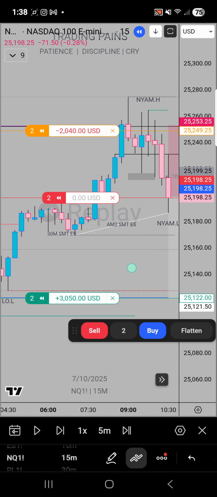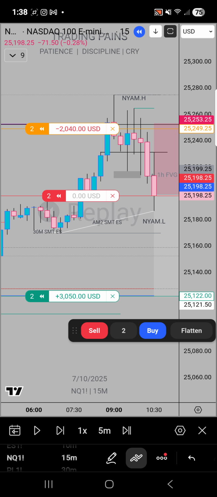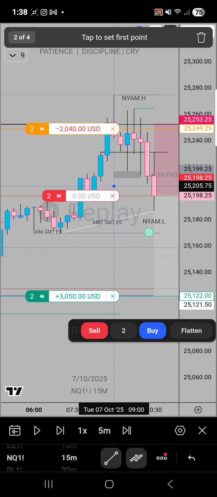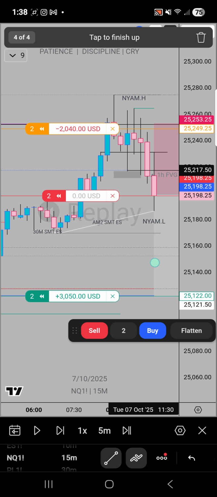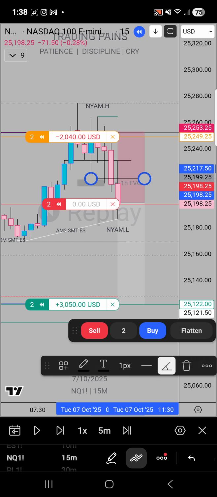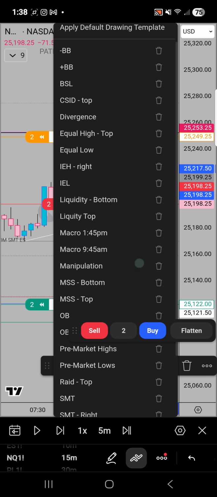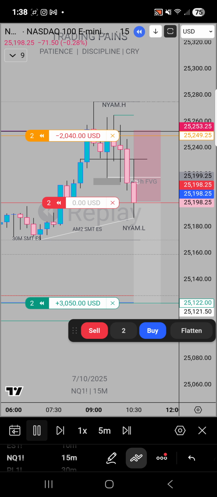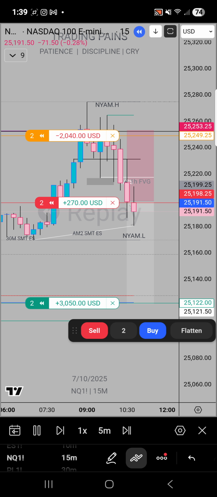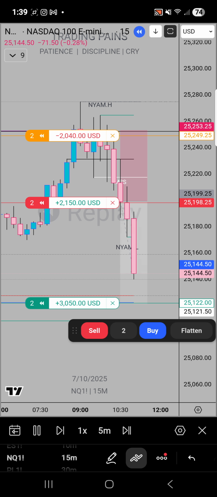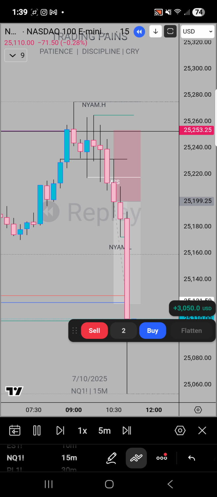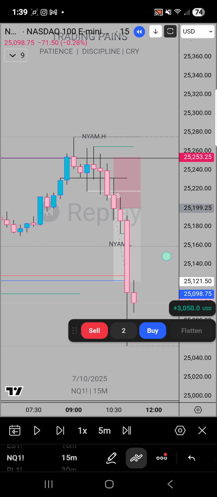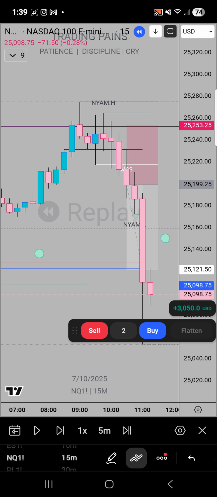Oh yeah, and then market structure shift. I would say this looks like a market structure shift to me. Boom, which I can mark out. Bottom. Yeah. Alright, let's see how this plays out. Slowly. Oh, heck yeah. Alright, that worked out good. Nice.